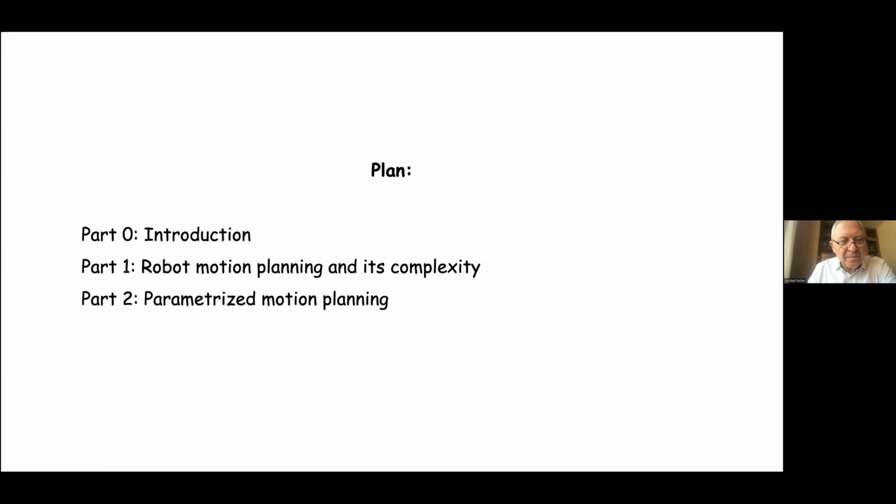My talk will consist of three parts. The first part, or part 0, will be a very general introduction. There will be no geometry or topology there, but a very general context. And then I will speak about robot motion planning and its complexity, and topology will play a role in this part. The last part will be about more recent work which we did with my collaborators, which is called parameterized motion planning. So let's first start with part 0.